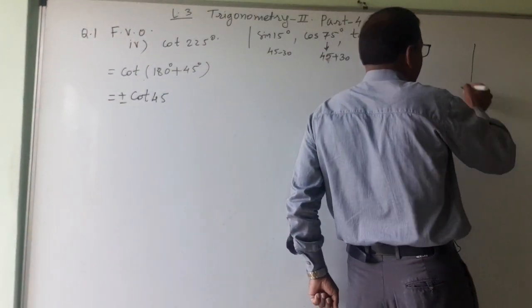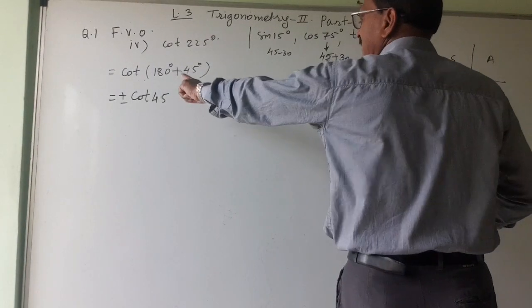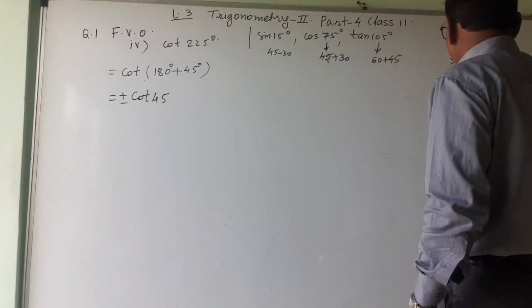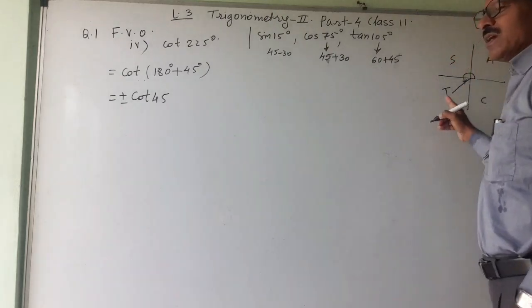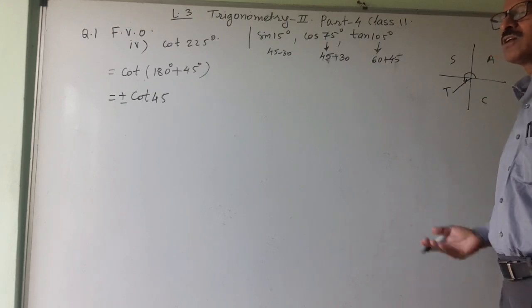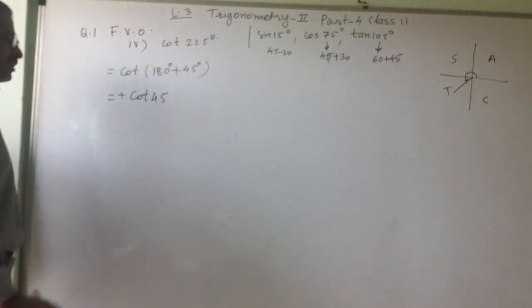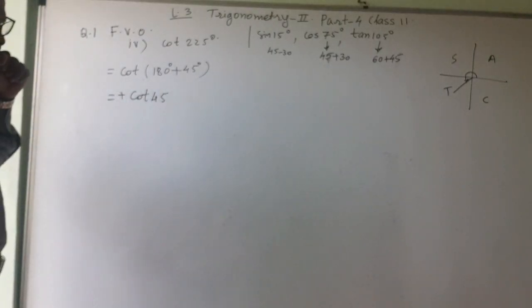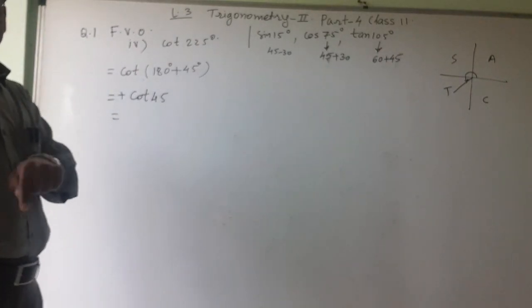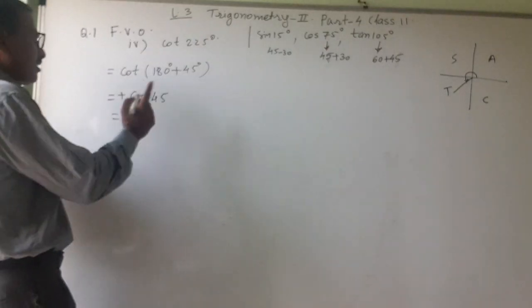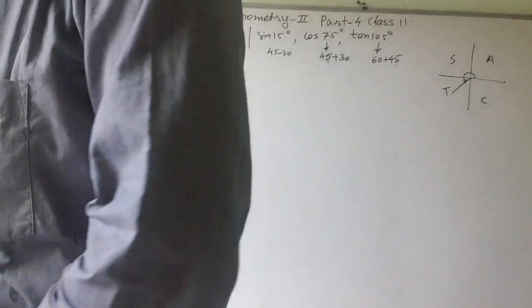How are those quadrants? Here, all students take coffee. Now 180 plus something: 180 comes here, and plus something means it goes here, in the third quadrant. Here tan is positive. Tan positive means cot is also positive, because cot is nothing but 1 upon tan. So I will keep this on the positive side. And cot 45 is 1 upon tan 45. Tan 45 is 1, so 1 upon tan will be 1. So this way I have completed this question.